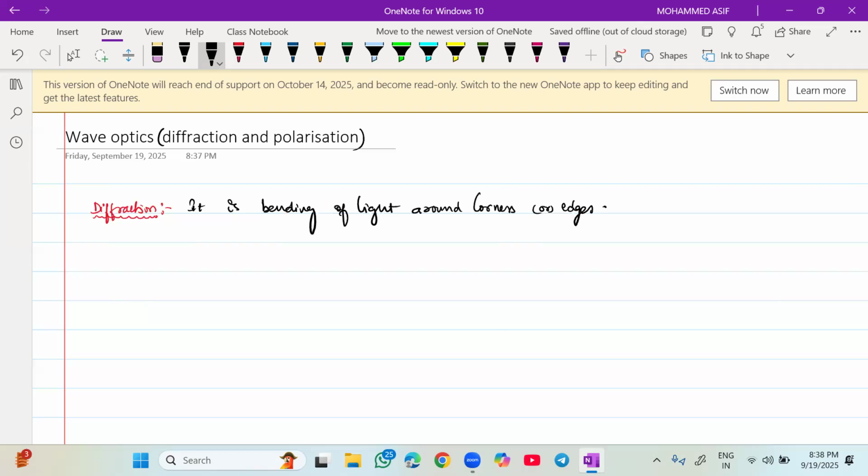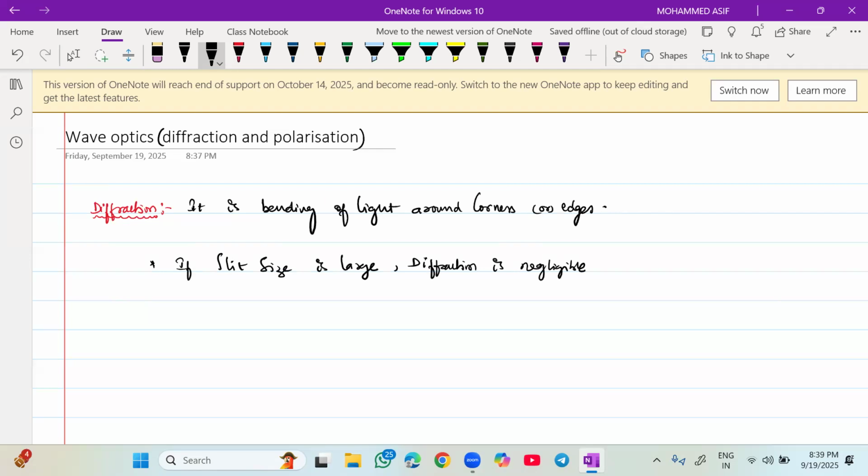One more thing you need to remember: if the slit size is large, diffraction is negligible. Okay, we can't see the diffraction.